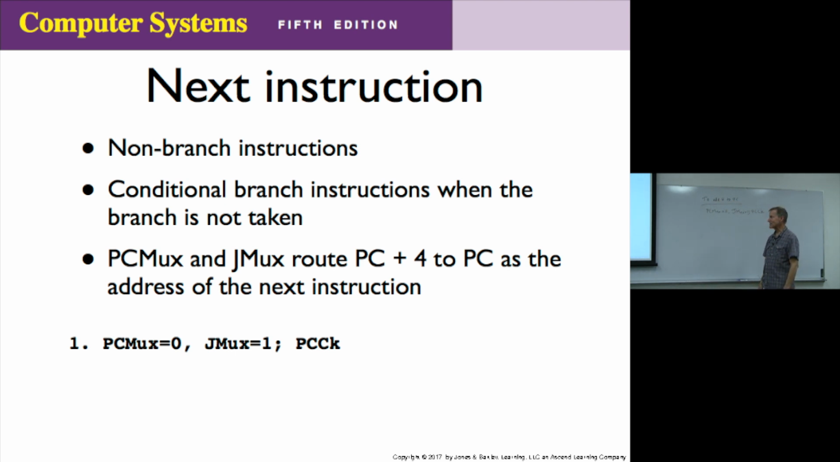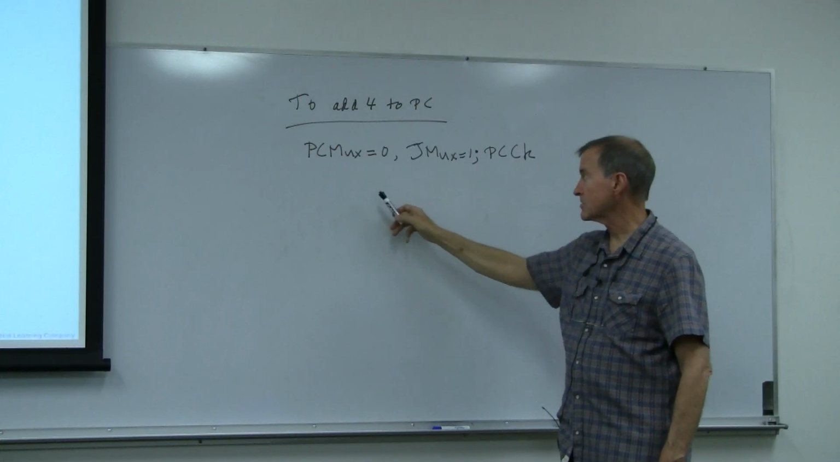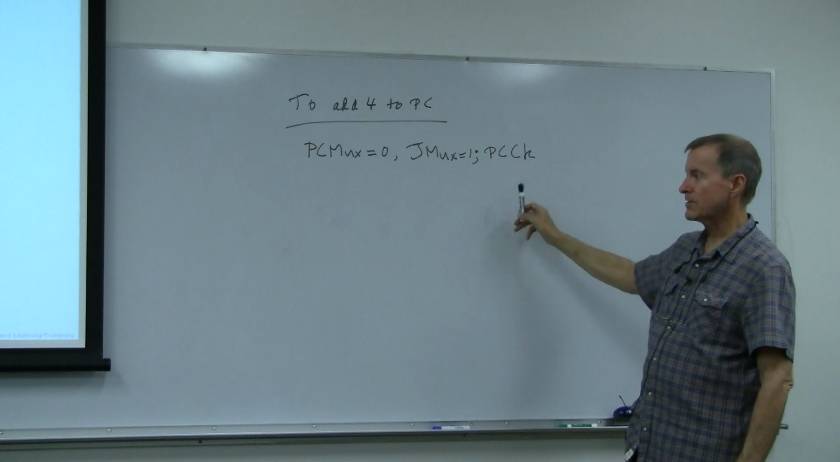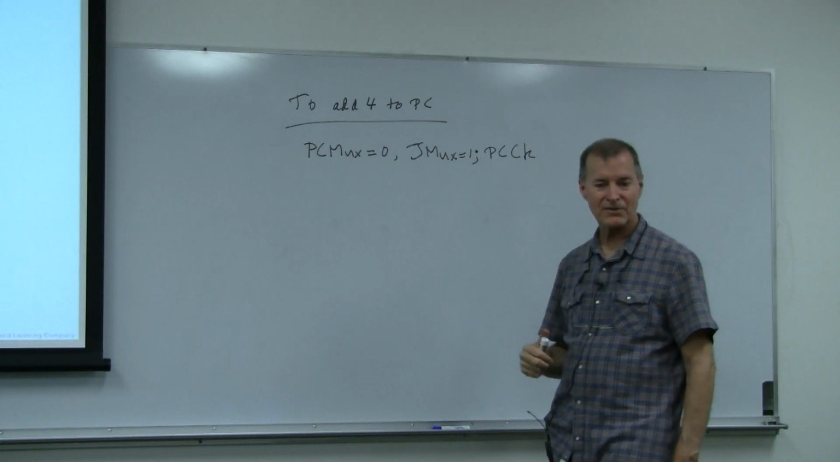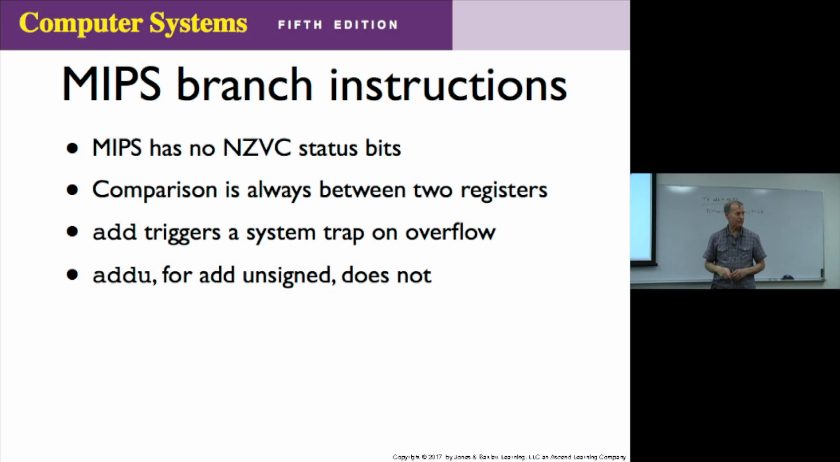This next slide, we already did this. I should have put these slides in the opposite order. Next instruction, non-branch instructions, or conditional branch instructions when the branch is not taken. PCMux and JMux route PC plus 4 to the program counter as the address of the next instruction. So here it is: PCMux gets 0, JMux gets 1, PC clock. We already have done this one.